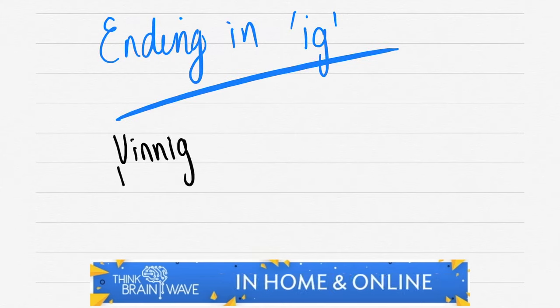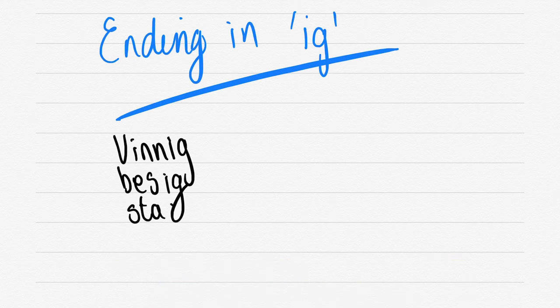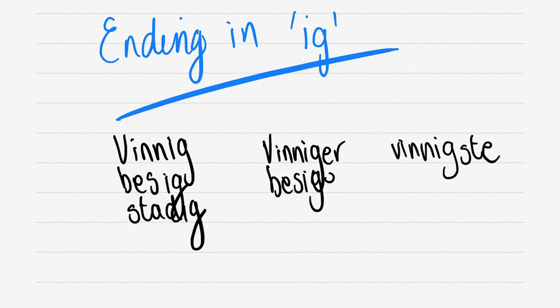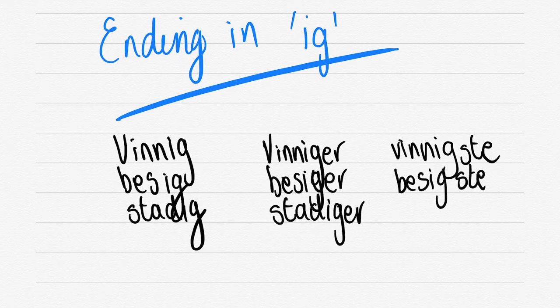Let's do words ending in IG now. Vinnig, besig, stadig. Vinniger, we add the ER. Vinnigste, we add the STE. Besig, besigste, besiger. Stadig, stadiger, stadigste. Just add the ER and then the STE.